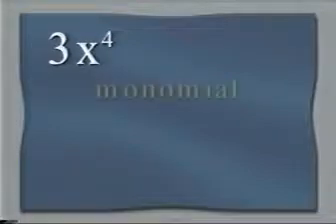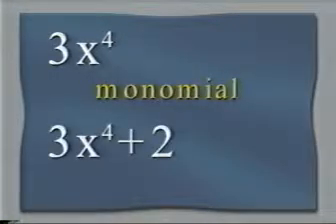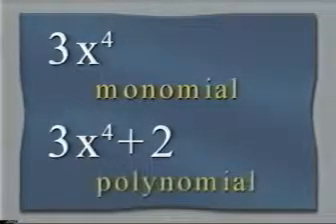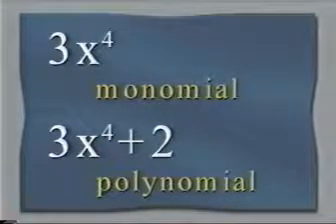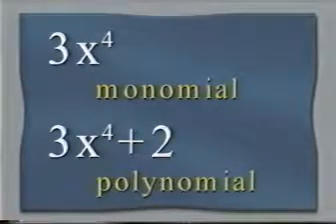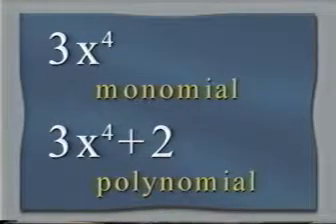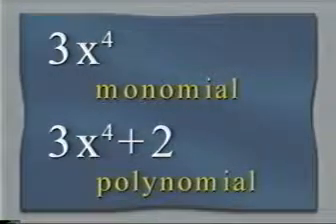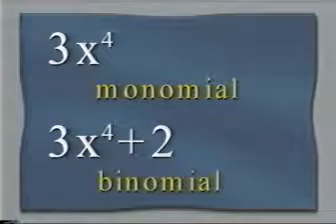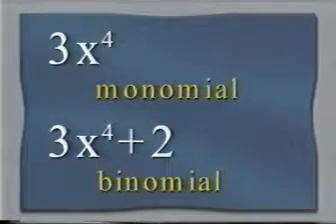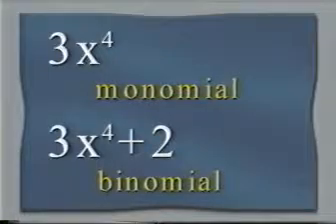So, for example, 3x to the 4th would be a monomial. 3x to the 4th plus 2 would be a polynomial with two monomials, 3x to the 4th and 2. Each term of that polynomial is called a monomial, mono being 1. A polynomial with two terms is called a binomial. 3 terms, a trinomial, but in general, they're all polynomials.